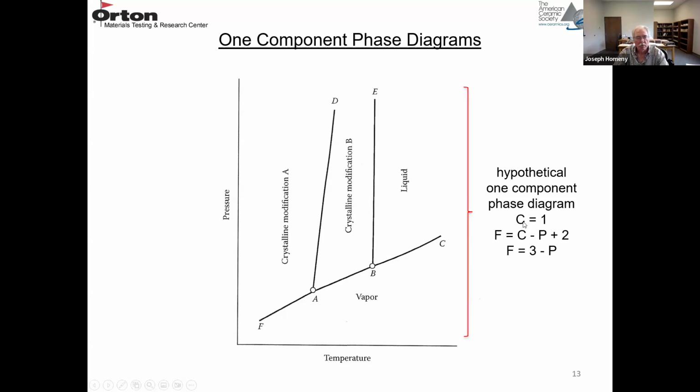So C is the number of components. That's one. It's a one component phase diagram. So here's our equation. We put in 1 for C. So F equals 3 minus P.